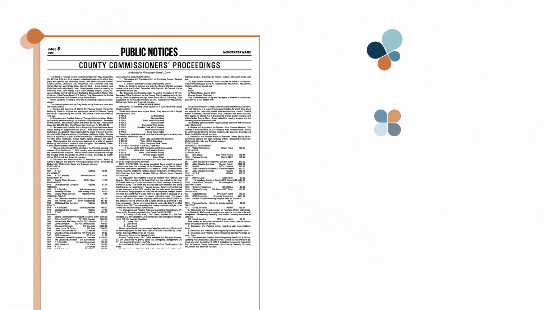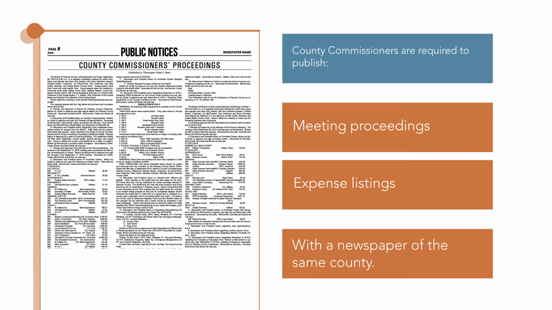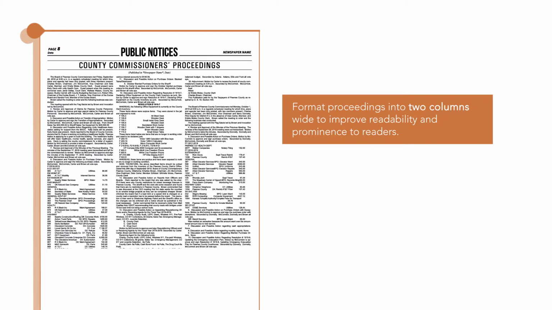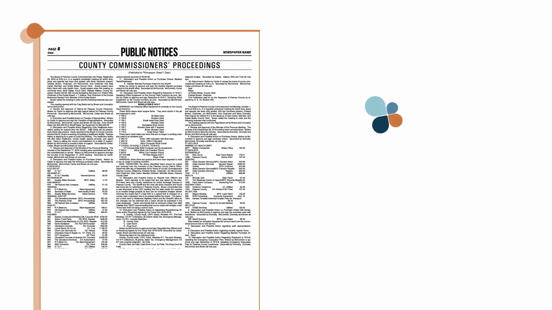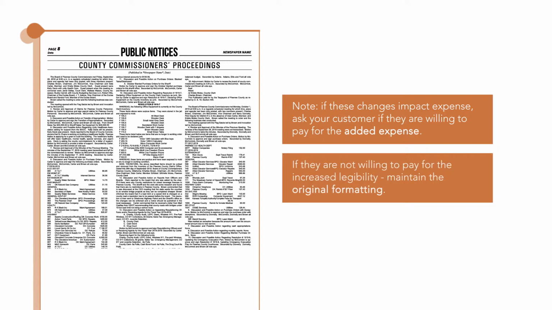County commissioners are required to publish their meeting proceedings and expense listings with a newspaper in the same county. In regards to layout, OPA suggests newspapers publish the proceedings and expense listings at 2 columns wide to improve readability and prominence to readers. An important note, however, is that if these changes increase the customer's expense, then ask the customer if they are willing to pay for the added expense. If they are not willing to pay for the increased legibility, then the newspaper should maintain the original formatting.